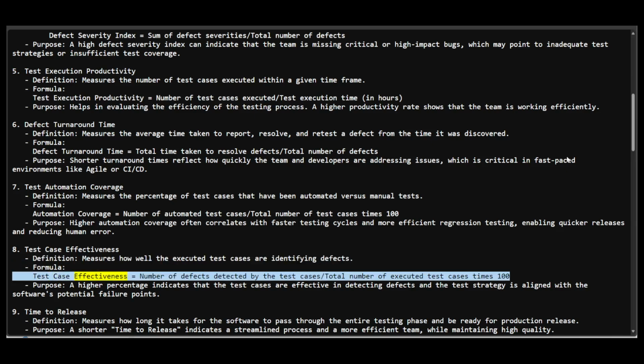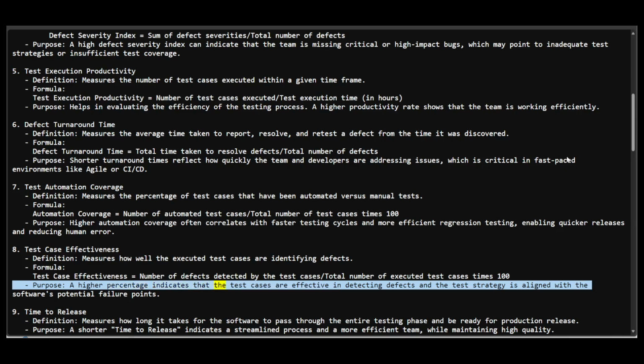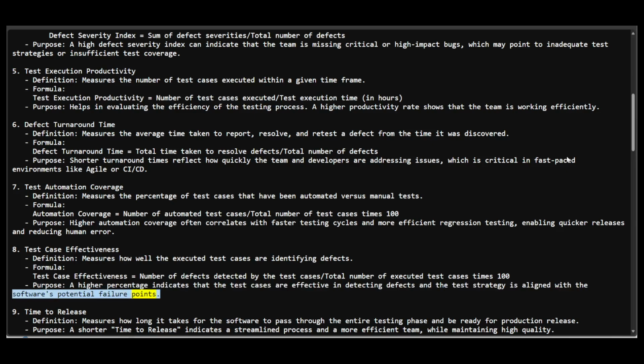8. Test case effectiveness. Definition: measures how well the executed test cases are identifying defects. Formula: test case effectiveness equals number of defects detected by the test cases / total number of executed test cases times 100. Purpose: a higher percentage indicates that the test cases are effective in detecting defects and the test strategy is aligned with the software's potential failure points.